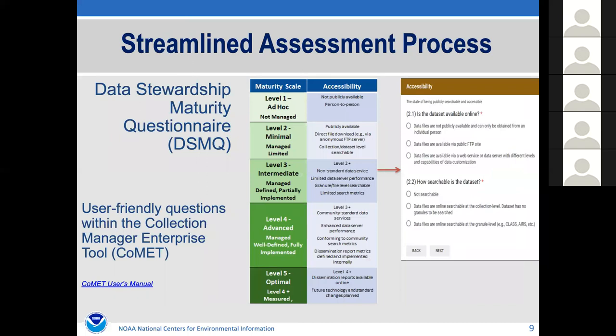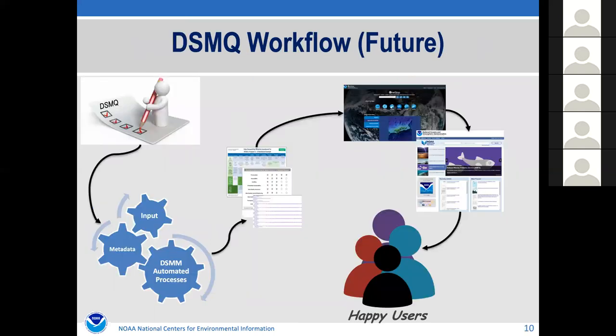So what we did was we streamlined the assessment process. We took those maturity key components and turned those into user-friendly questions so that the user could actually assess their own data set maturity. We also allowed this questionnaire, which is incorporated in one of our collection manager enterprise tools, which is part of OneStop, to import their metadata record, which could pre-populate some of these fields in the questionnaire. And there's a user manual at the bottom there.